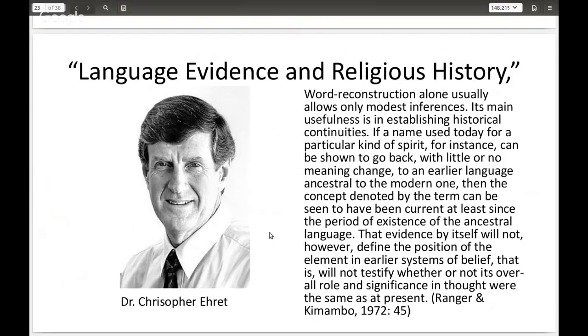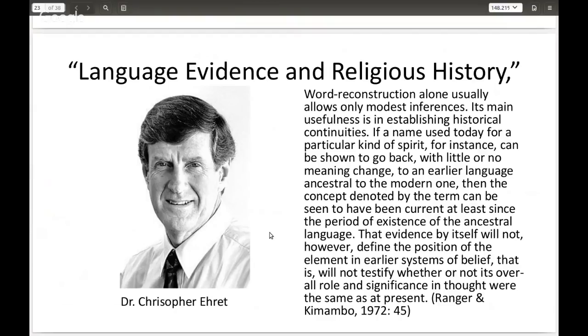what linguistics does in terms of historical comparative linguistics, because word reconstruction and phonological reconstruction is one of the main purposes of historical comparative linguistics.